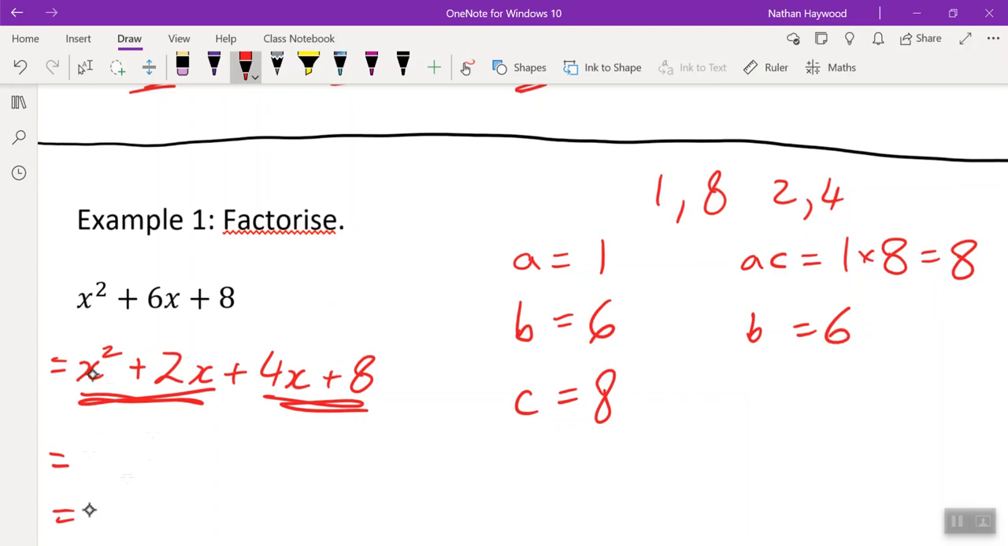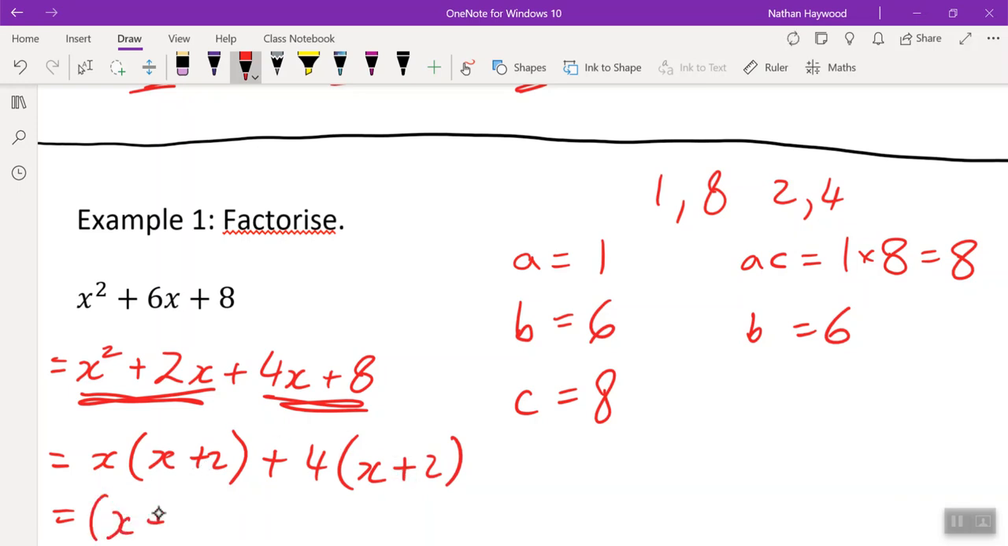So that first two, what's the common factor? What's the common factor? So you can see how they both have x plus 2. So you can factorize that. And you end up with the same answer.